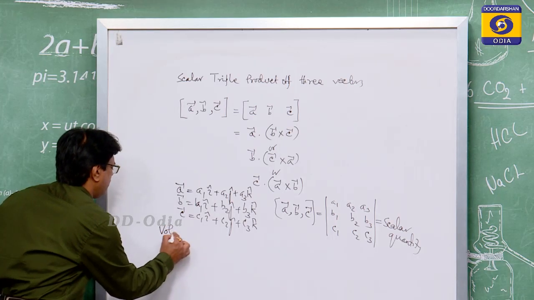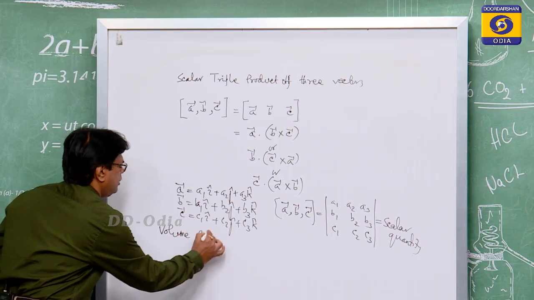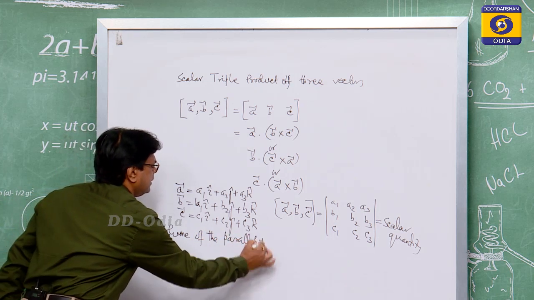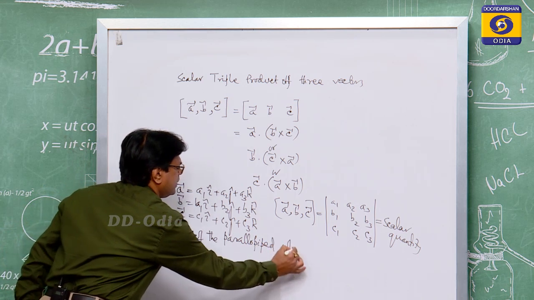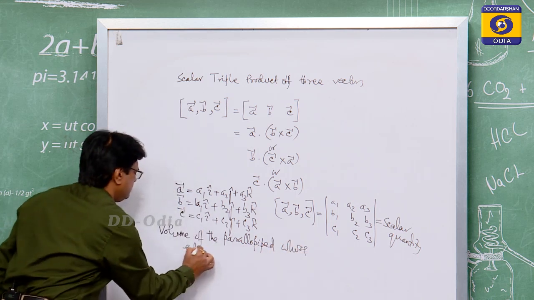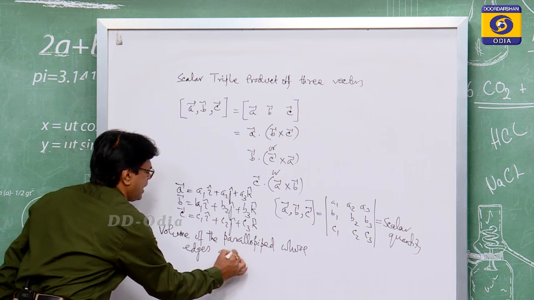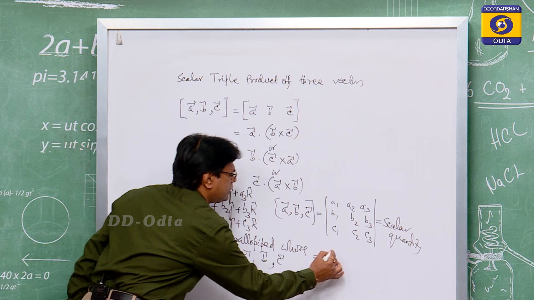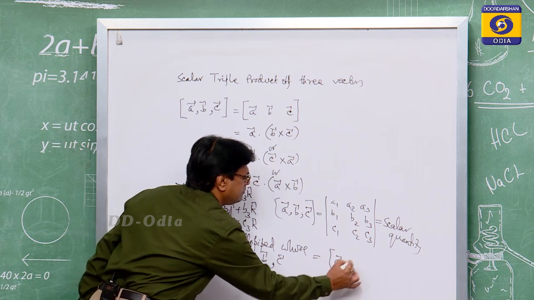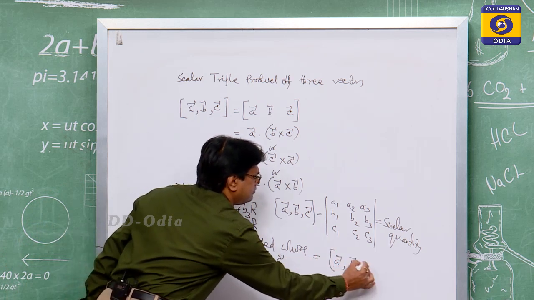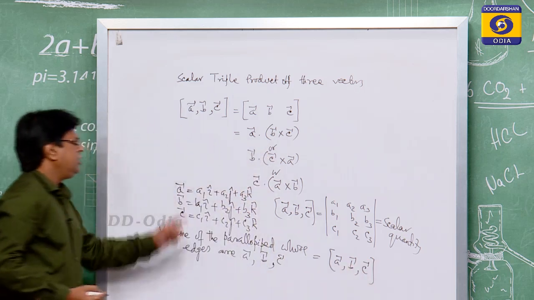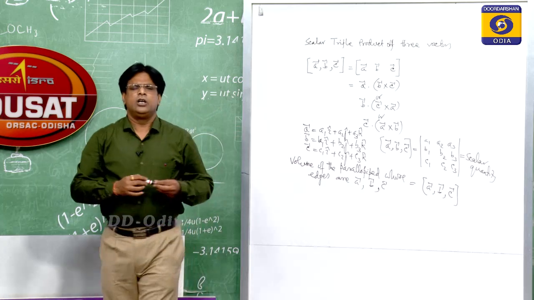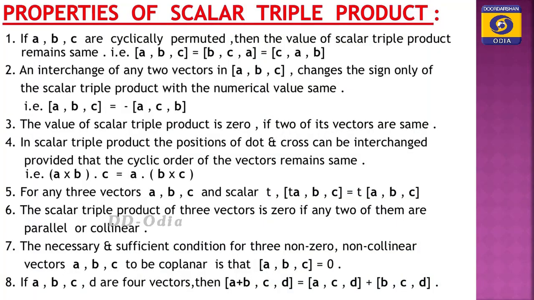So, the volume of the parallelepiped whose edges are A vector, B vector, C vector is nothing but your scalar triple product. So, the volume of the parallelepiped, from this figure we have the formula.